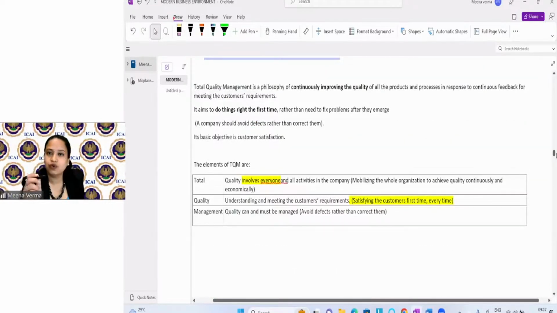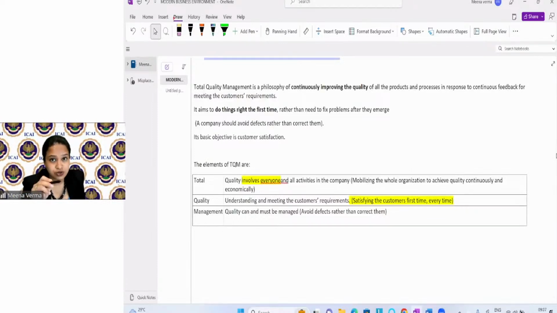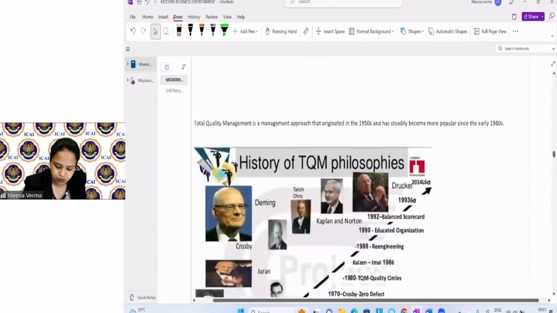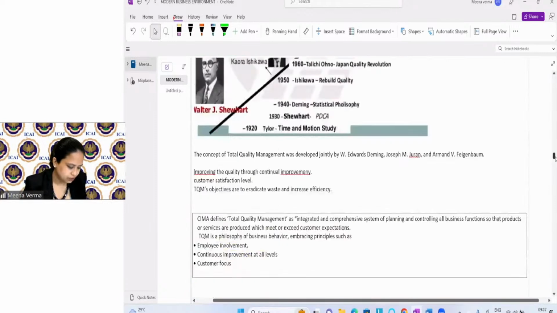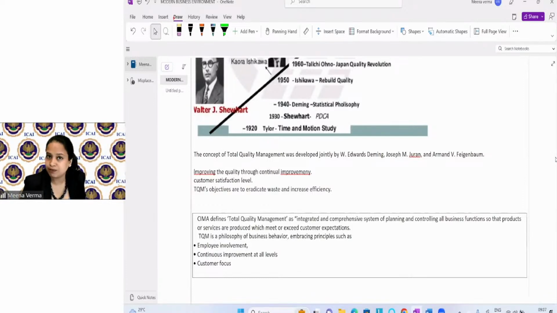So what is happening here? Everyone should be involved in improving the organization. It should be a continuous improvement, and they should focus on producing the quality product right the first time. If they want to produce a quality product right the first time, the entire prevention should be very high. Prevention of the company should be very high.